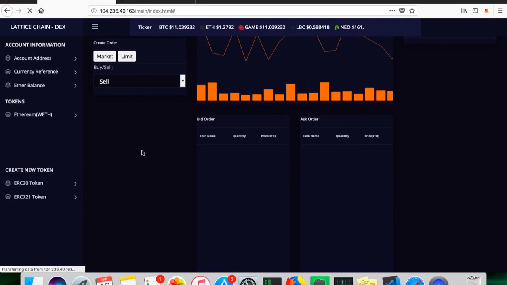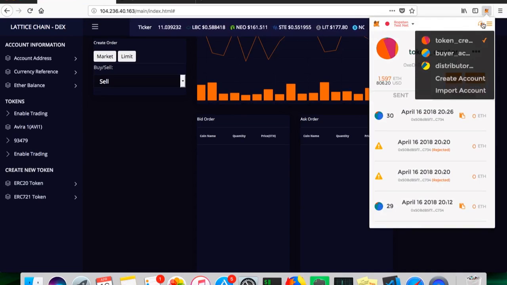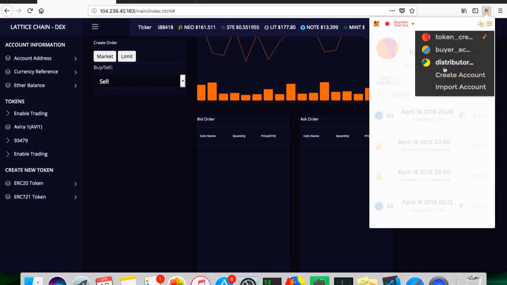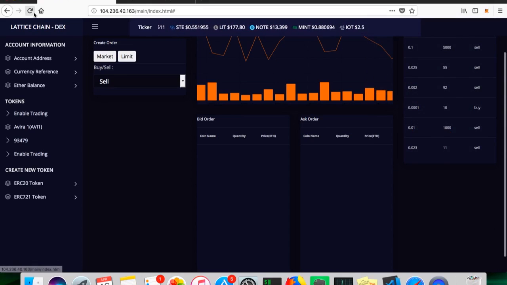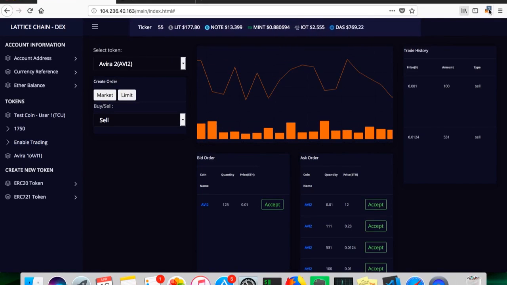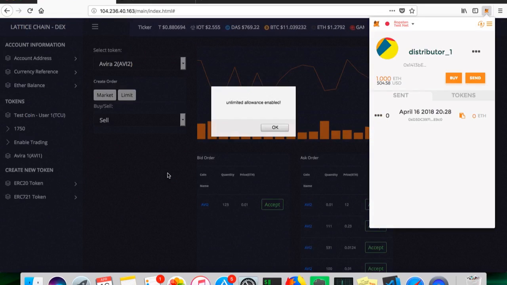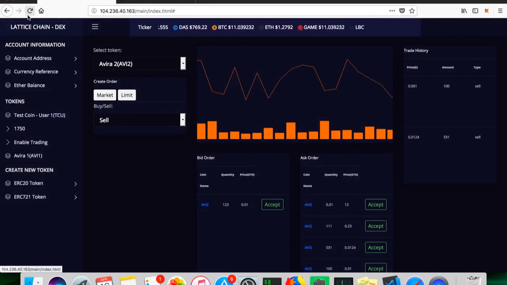Let's try our luck. As we know, the two accounts wherein the orders were reflected were the buyer account and the distributor account. So let's go to the distributor account first because it doesn't have too many coins in its list. It would give us a better picture of the coin and help us easily differentiate the two. The coin name was test coin user 1, and as you can see on the screen, it's 1750 over there. If this user wants to trade it, he just has to enable trading. He will again get this MetaMask request. We'll have to accept it, and there we go. The coins would be tradable from there on, and he is allowed unlimited allowance for that particular coin to be traded on the decentralized exchange.